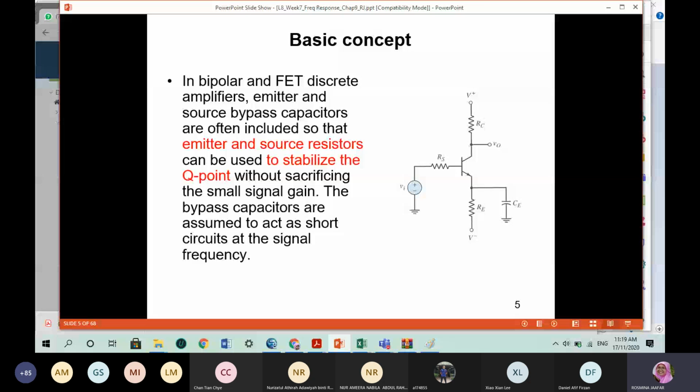So this one is a BJT amplifier. We will have a capacitor CE, which is connected to the RE. The bypass capacitor in this case is assumed to act as a short circuit at the signal frequency. Because this CE is connected in parallel to the RE, the current does not flow through the RE, so it is bypassed. That's why it acts as a short circuit.